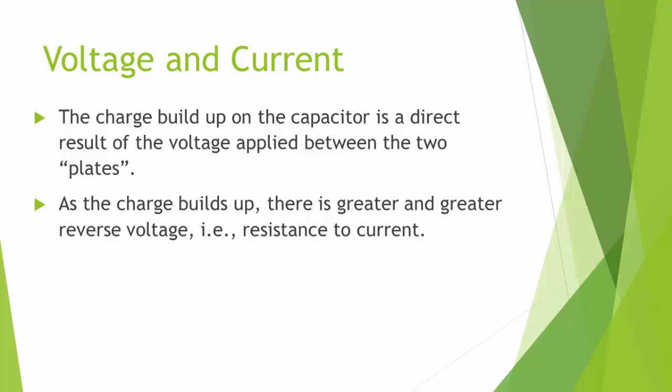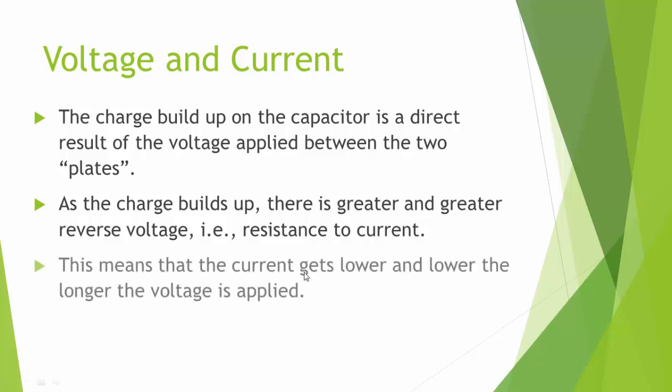However, as that current builds up, as that charge builds up, the electromotive force, the push against the current that we're observing, gets higher and higher as we store that charge. And if we want to think of it in terms of voltage, the opposing voltage gets higher and higher as the charge accumulates, and thus the applied voltage gets lower and lower, and the current gets lower and lower.